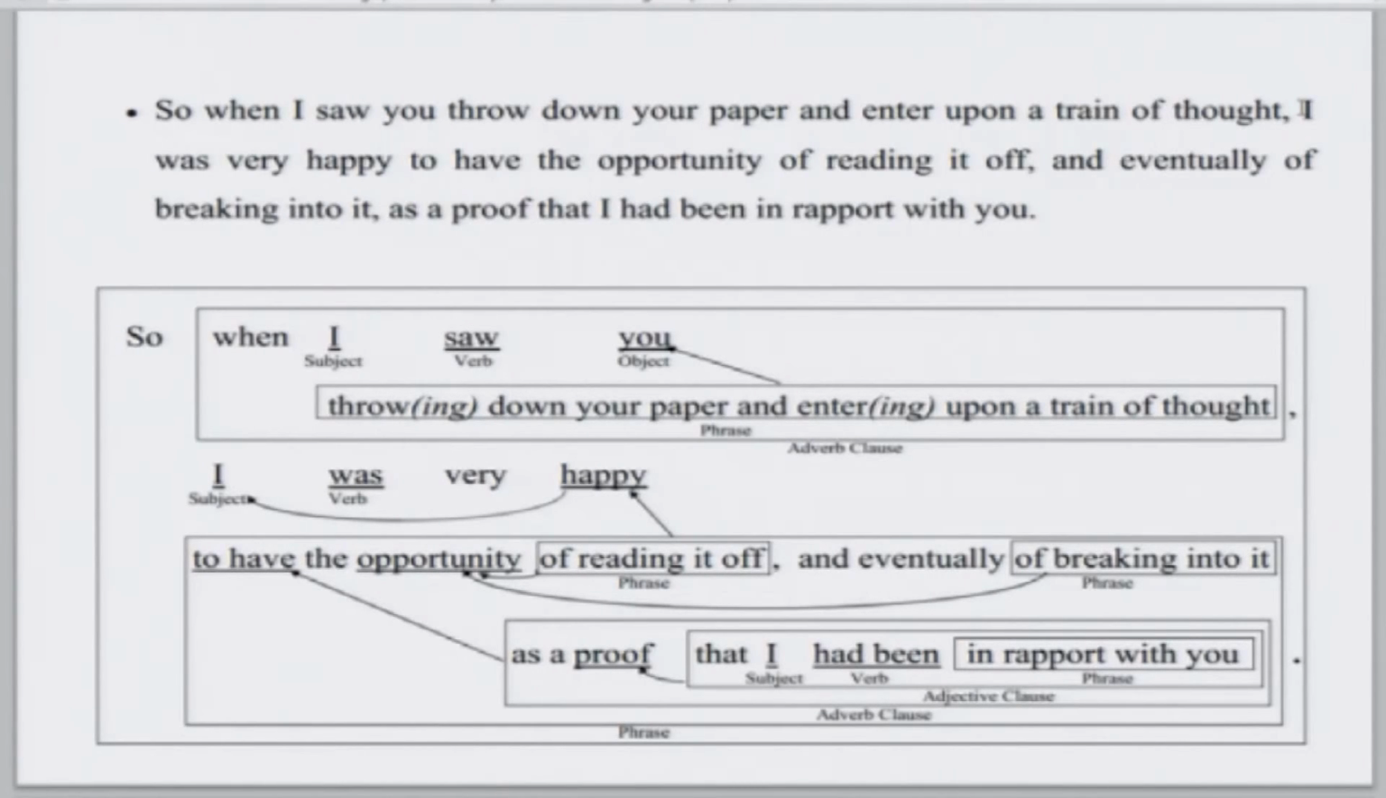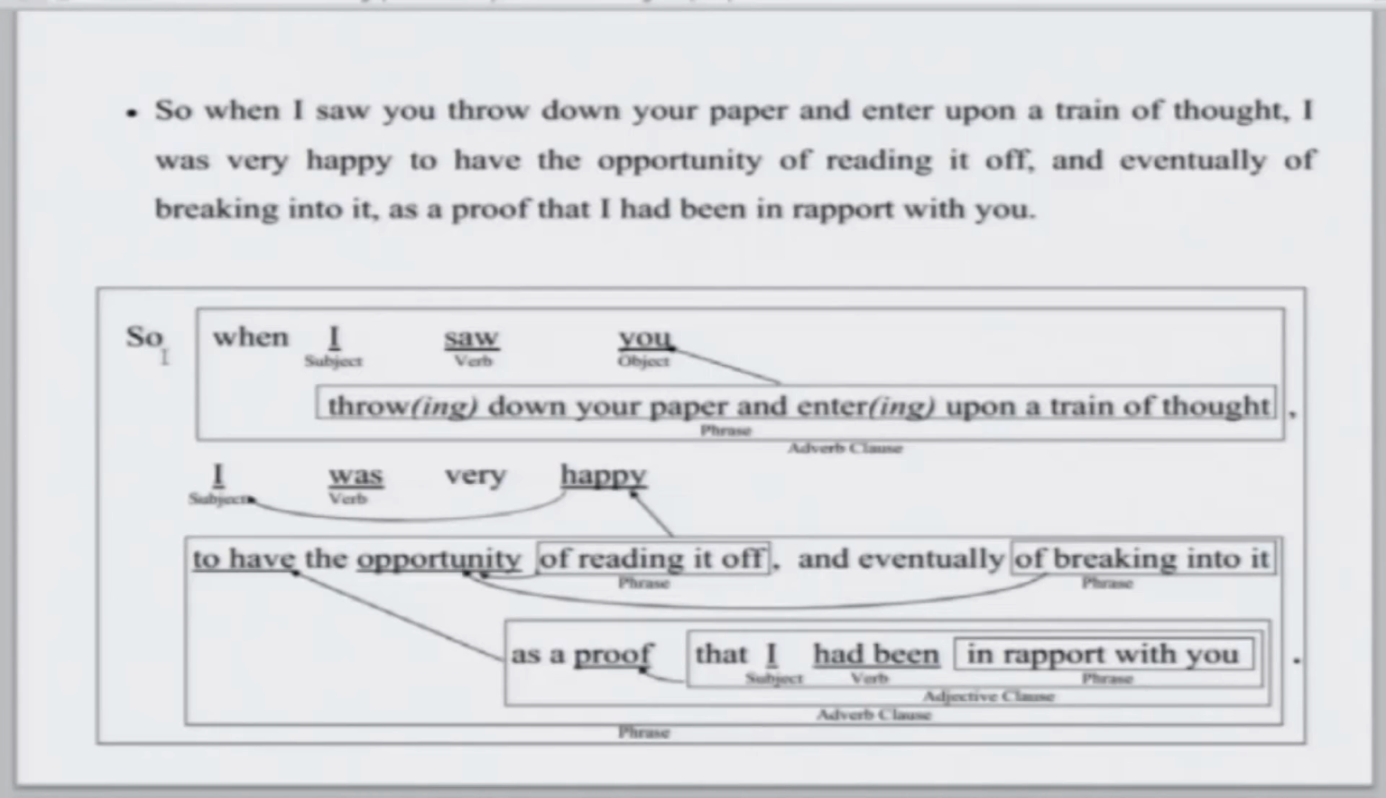Subject is going to come into picture now. I was very happy. This is the main part of the sentence. To have the opportunity of reading it off and eventually of breaking into it as a proof that I had been in rapport with you. This is a troublesome sentence. Many of our students across the net will have difficulty with it. So, let us break it. So, this is a connector connecting this particular sentence through meaning with the previous sentence.